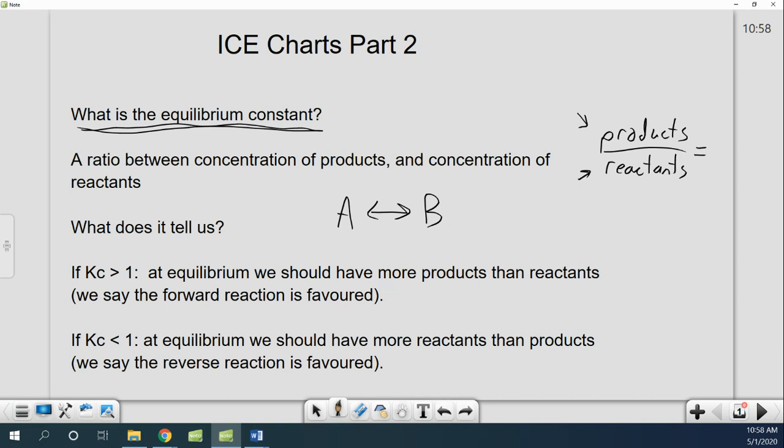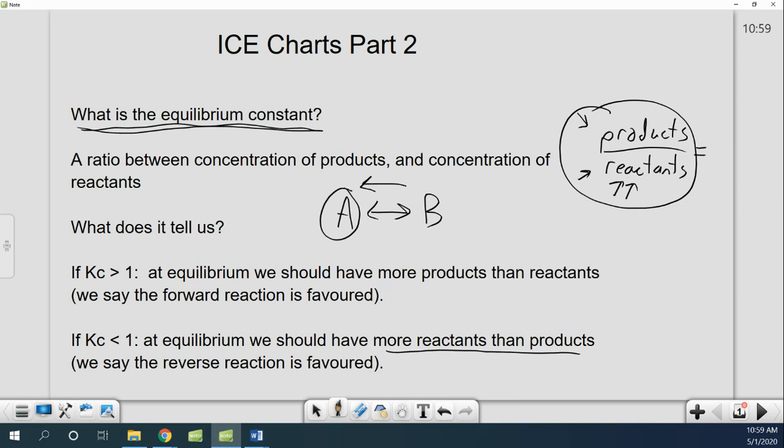If Kc is less than 1, so 0.2, 1 times 10 to the negative 3, anything that's like a decimal number, it means if you were to look at this fraction here, your reactants would be bigger than your products. The bottom of the fraction would have to be a bigger number, which means we would have more reactants than products at equilibrium. We say the reverse reaction is favored. If we were to put A and B together, an equal amount of each, it would slide back until we had more A than B.